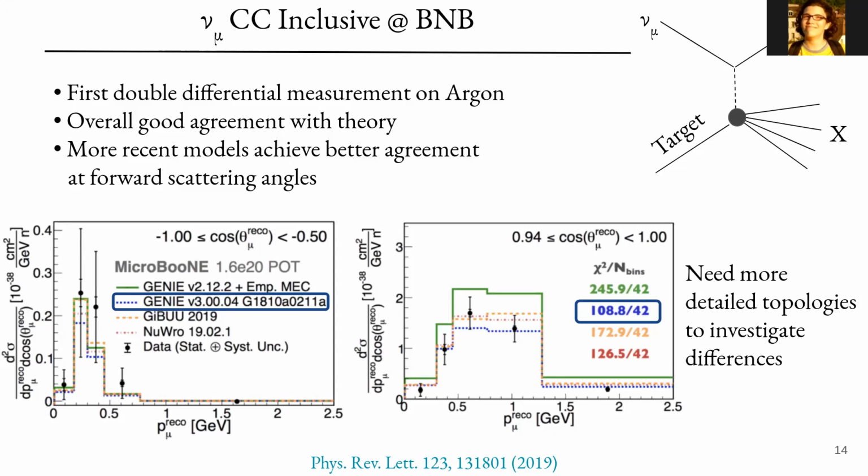However, if you take a look at the reported chi-square per degree of freedom, you can see that even more recent models actually result in ratios that are significantly greater than 1, which means that we need to take a look at more detailed topologies in order to investigate the source of the differences that we see in our inclusive measurements.